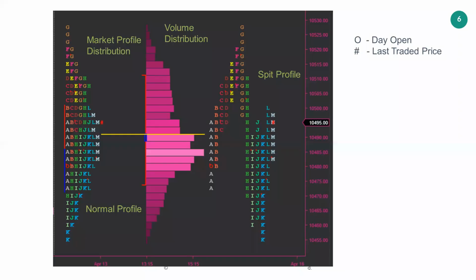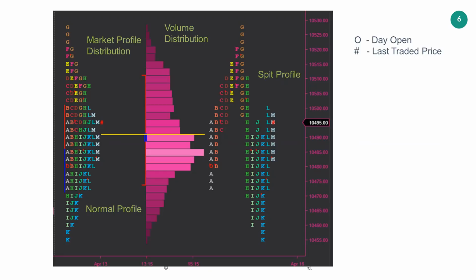Basically, each and every letter is called a TPO. TPO means time, price, and opportunities. So the TPO is nothing but a combination of price, time, and volume. That's what the TPO means. It involves a time element, it involves a price element, it involves a volume element also.